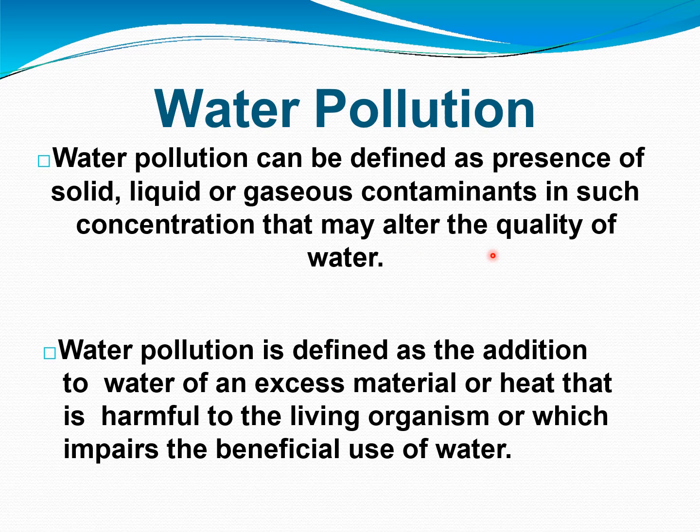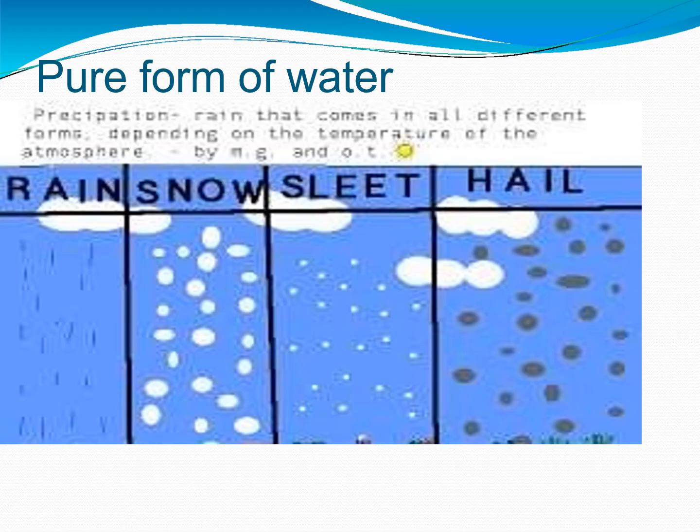Water pollution can be defined as the presence of liquid, solid or gaseous contaminants in such concentration that may alter the quality of water, or in other words, it is the addition of excess material or heat to water that is harmful to living organisms or which impairs the beneficial use of water. We know very well the pure form of water is rain. Precipitation is nothing but rain that comes in different forms depending on the temperature of the atmosphere. It may be rain, snow, sleet or hail.